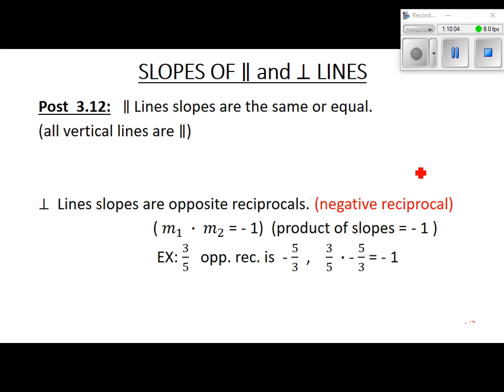The second part you probably learned, but probably didn't use as much, so it might not have stuck with you. What's that upside down T mean again? Oh, perpendicular. Forms right angles. So if two lines come together and they form right angles, their slopes are opposite reciprocals of each other.